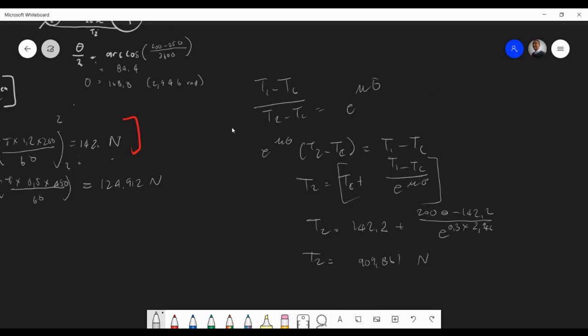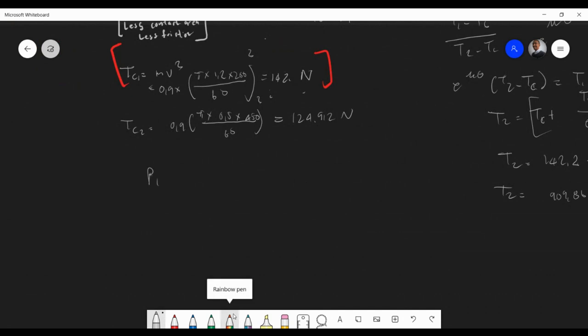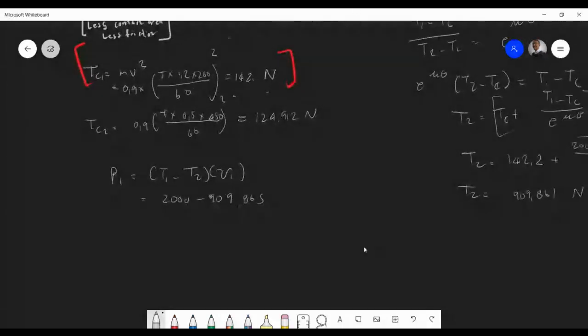Okay, so now that we've got our tensions, we can find our powers, or rather our torque or our power. So let's see what happens. P1 is going to be T1 minus T2 times V1. T1 was 2000, if I'm right, minus T2, that's 909.865 Newtons, right?